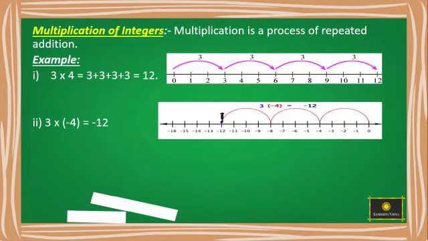Let us see one more example, children. 3 into minus 4. As we have negative integer, we have to move towards left side of 0. Here 3 is being multiplied by minus 4. So starting from 0, we need to jump 3 times covering 4 numbers in each group. So 0 to minus 4, minus 4 to minus 8, minus 8 to minus 12. Therefore, 3 into minus 4 is equal to minus 12.